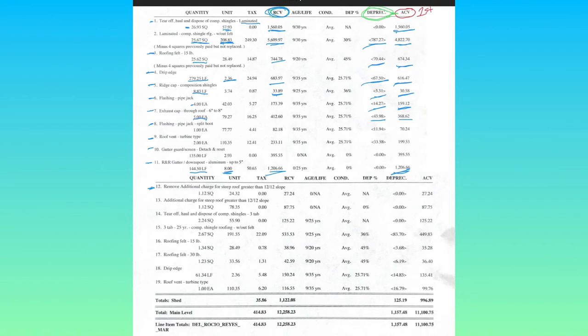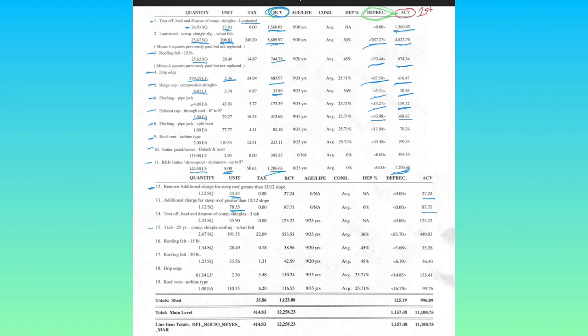Remove shingles on the steep side, 1212. They pay $24 for tearing it off, and for putting it back on, $78. That's it, and they're allowing everything.